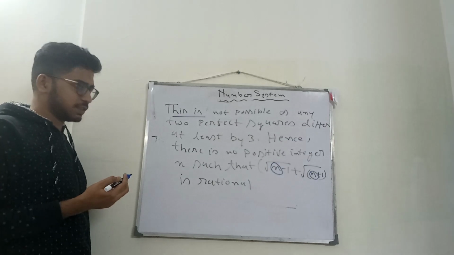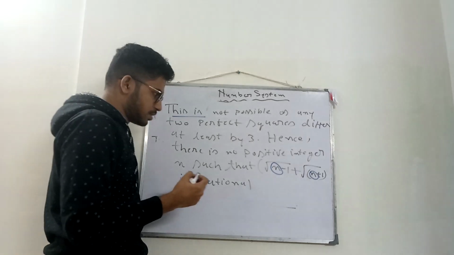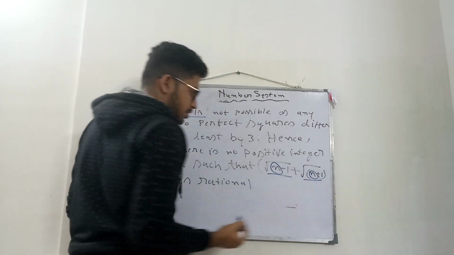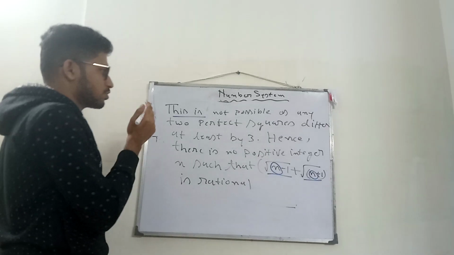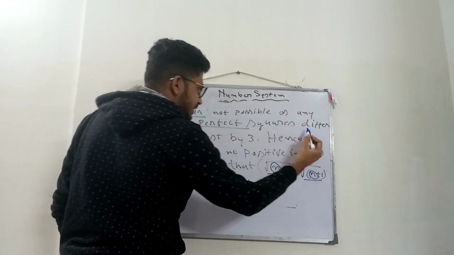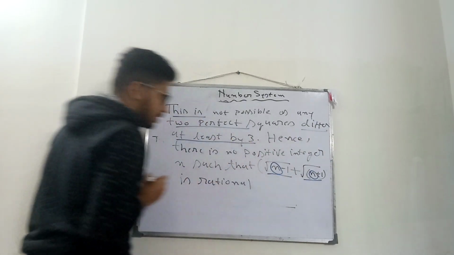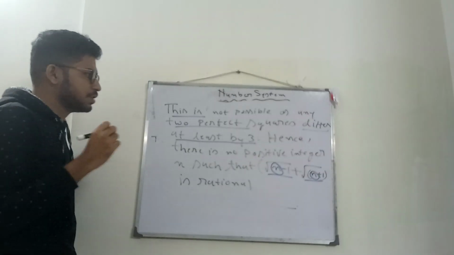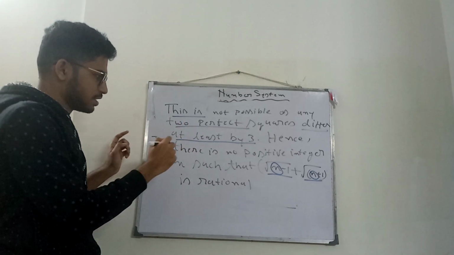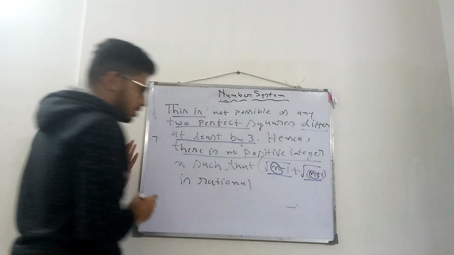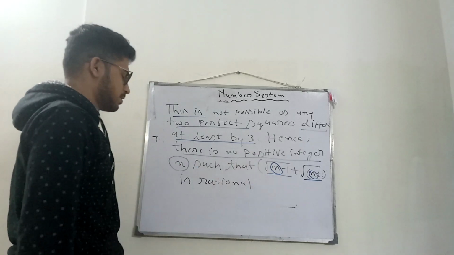So now the question here arises that root n minus 1 and root n plus 1, we have to find that they are rational. Okay, so this is not possible as any two perfect squares differ at least by 3, hence there is no positive integer n such that this is rational. Oh my god.